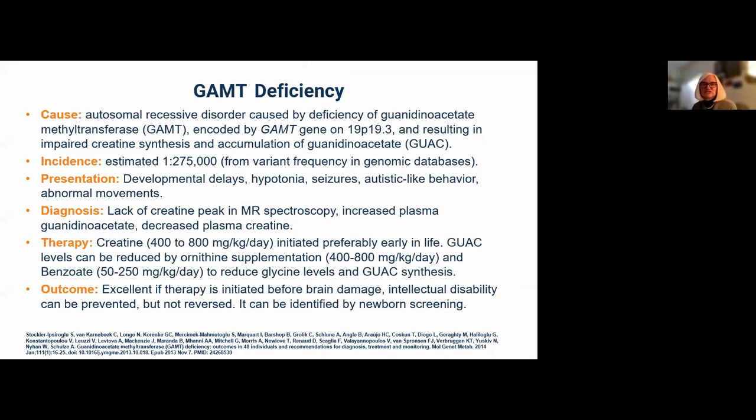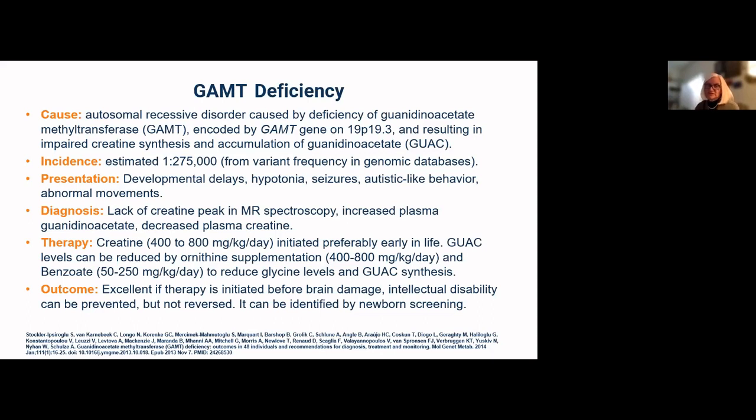The presentation, as I said, is with developmental delays, hypotonia, seizures, autistic-like behavior, and abnormal movements. The diagnosis is done by measuring guanidinoacetate and creatine in plasma and showing the characteristic pattern of low creatine and elevated guanidinoacetate and lack of creatine peak in a mass spectroscopy.